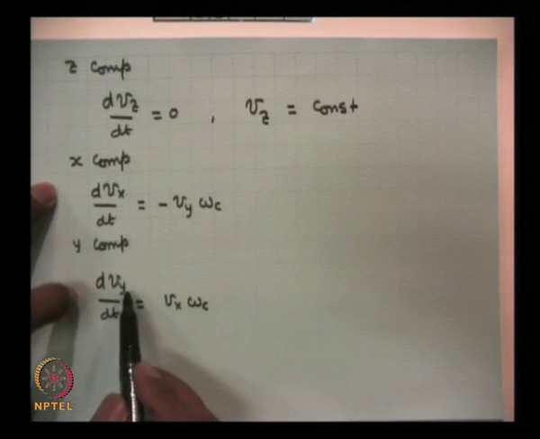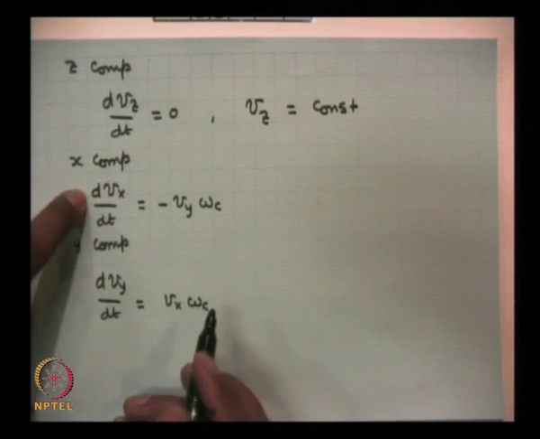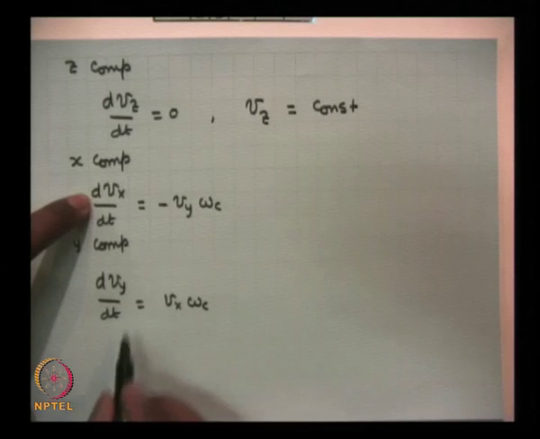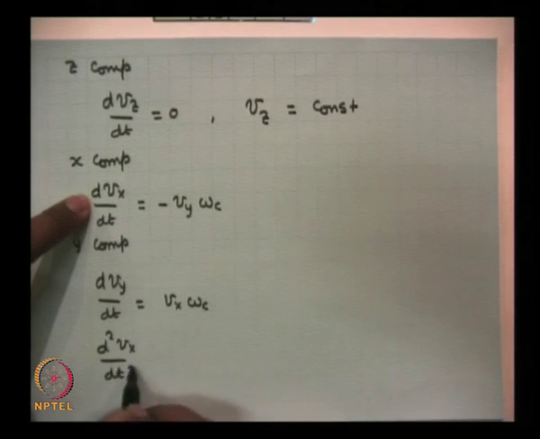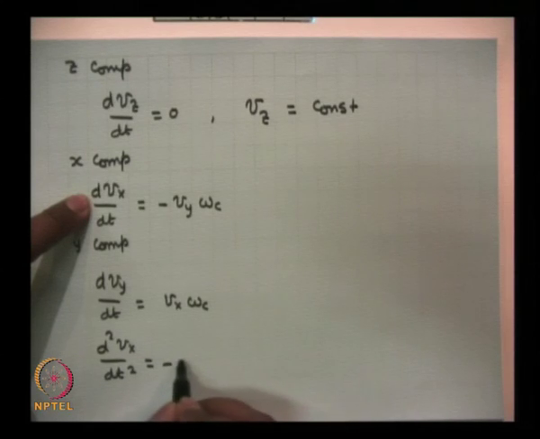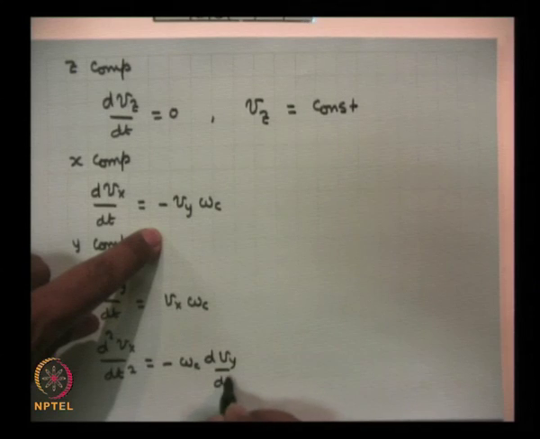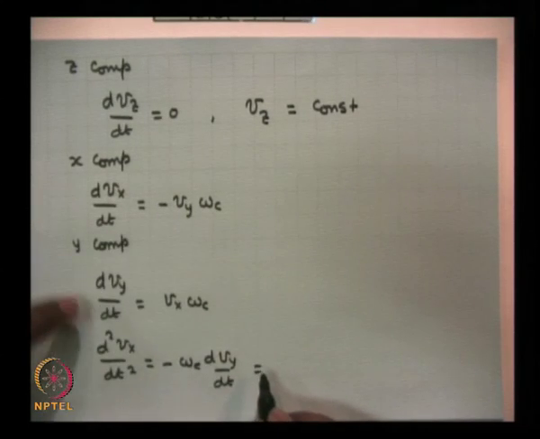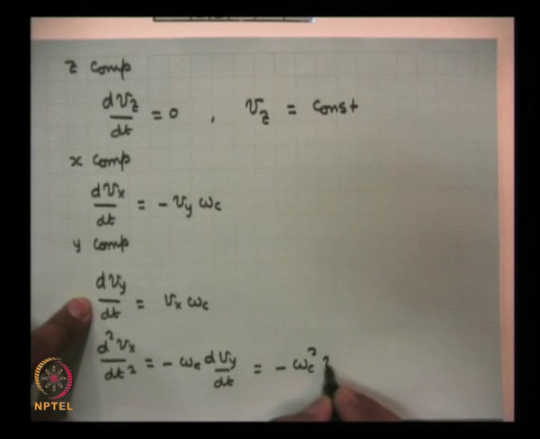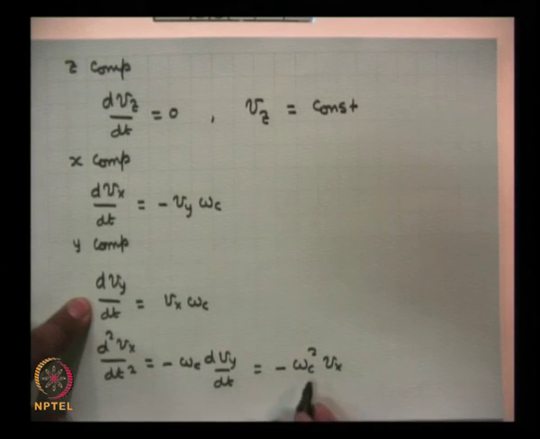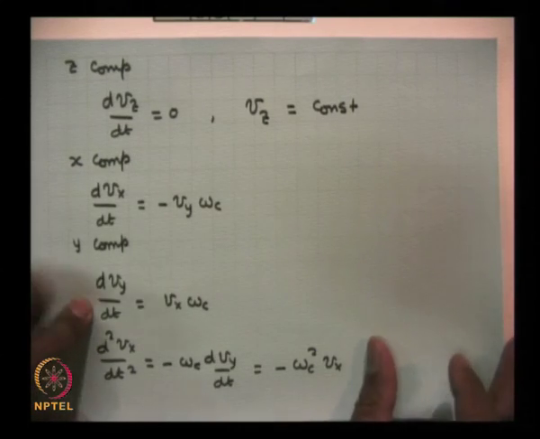The x and y components of velocity equations are coupled. So, what you should do, take the time derivative of the first equation, you will get d2 vx by dt square is equal to minus omega c, which is already there, dvy by dt. Now, use the value of dvy by dt from here, it becomes minus omega c square vx, and a general solution of this equation can be written, and let me write down that solution.